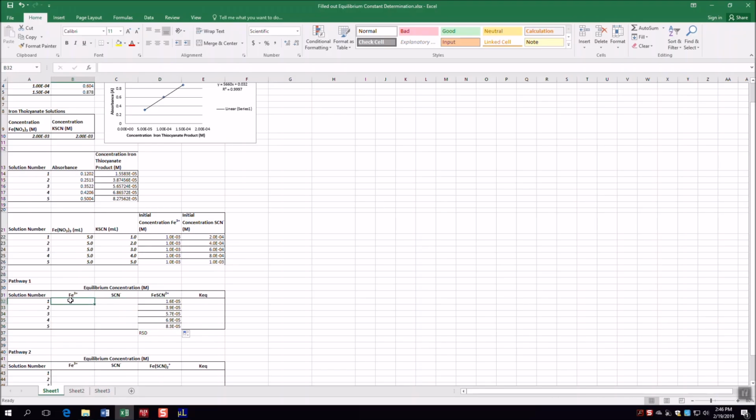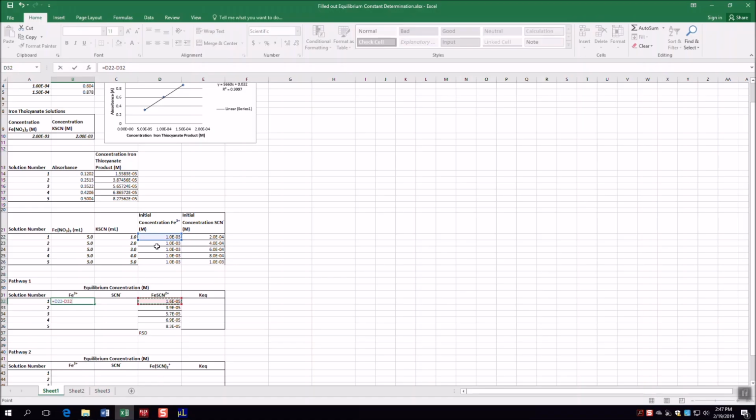Next, we need to find the concentration of our iron and our thiocyanate. Well, as Colin said before, in order to find the concentration, we're going to take our initial concentration and subtract out the concentration of the iron thiocyanate. This is because in order to make iron thiocyanate, we need to use up our iron. And however much iron we use is how much iron thiocyanate we make. So we don't need to do any calculations with that.